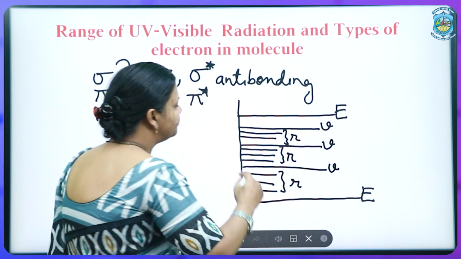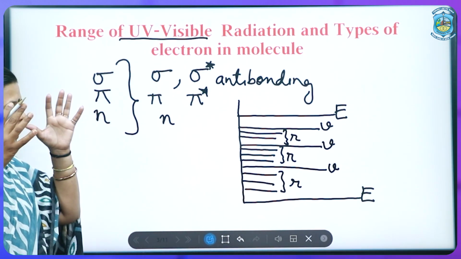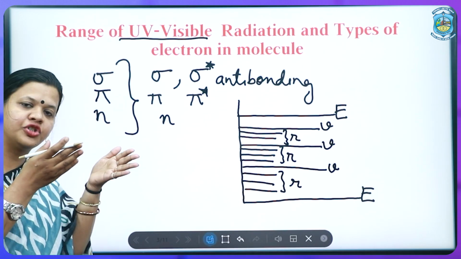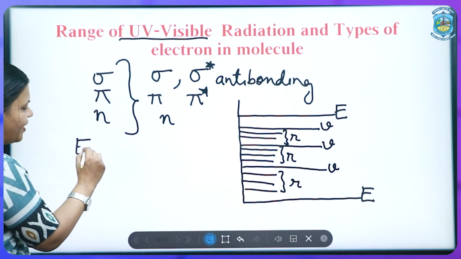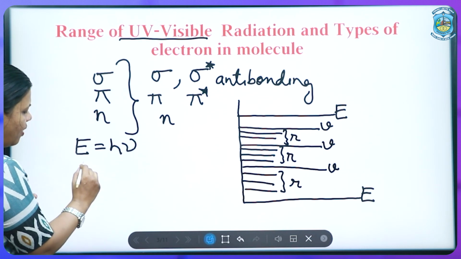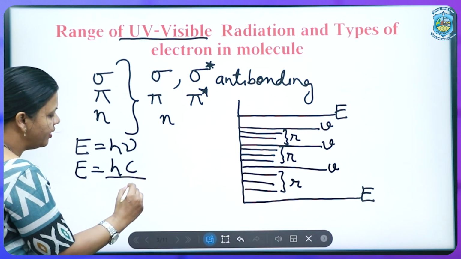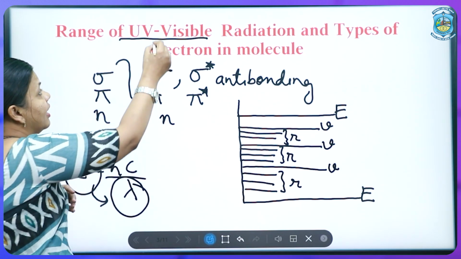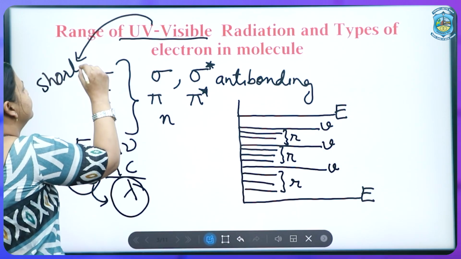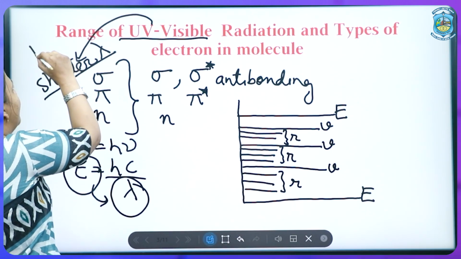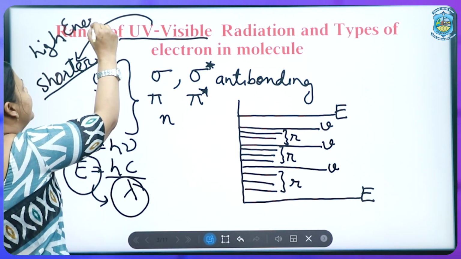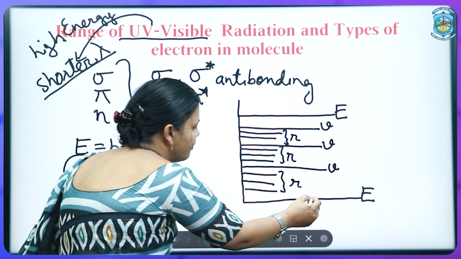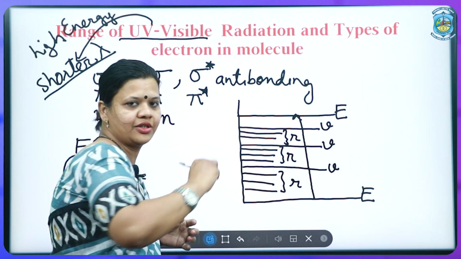If I am talking about UV visible spectroscopy, here it is a radiation of shorter wavelength, and I know the relationship of energy: E is equal to h nu, or E is equal to h c upon lambda. That means energy is inversely proportional to wavelength. Since UV visible radiation is light of shorter wavelength, it possesses high energy. So, this radiation has the ability to cause a transition from one electronic level to another electronic level.